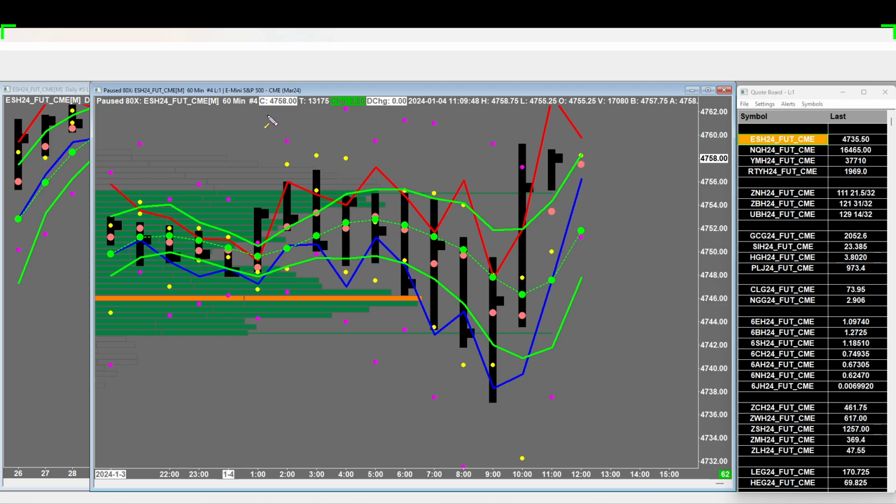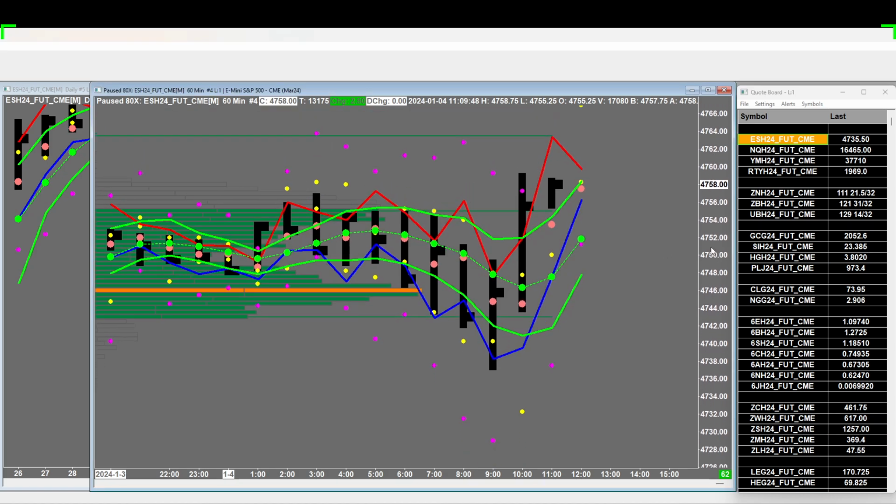So what did we say when we started the video? This is the value area high, right? The upper boundary of the green, value area low, lower boundary of the green, point of control in orange, right? So you see here, we get a nice pop up at the close of this hourly bar.